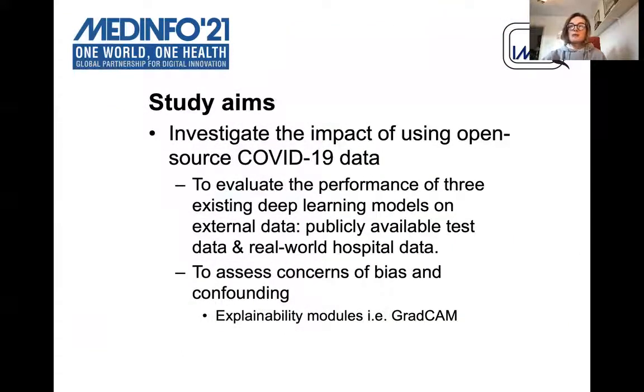The main aim of our study is to investigate the impact of using open source COVID-19 data such as COVID-X. To do this, we evaluate the performance of 3 COVID-X trained deep learning models on 2 sets of external test data: a custom public test set and a real-world hospital dataset. To investigate concerns of bias and confounding, we apply a straightforward GradCAM module to evaluate the features that are most important to model prediction.